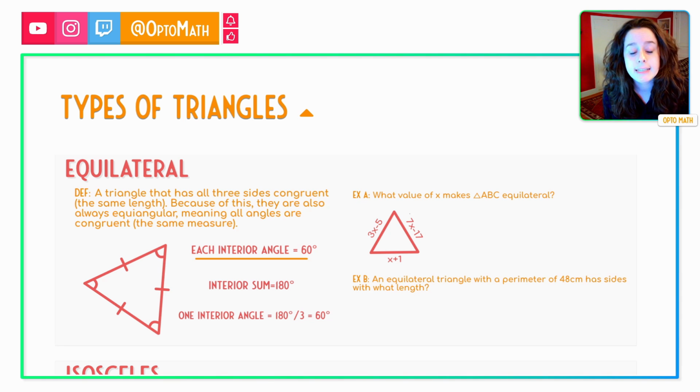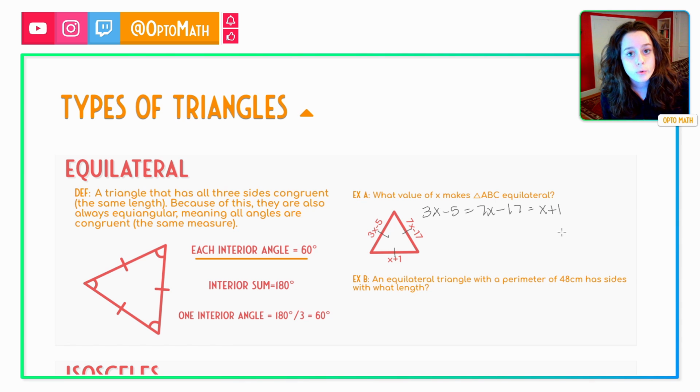Let's take a look at an example dealing with the sides of an equilateral triangle. It says, what value of x makes triangle ABC equilateral? Okay, so we know equilateral triangles have three congruent sides. So we'll draw our tick marks. All three sides are congruent, and that means their lengths are equal. So we'll set the expressions of their lengths equal to each other, in no particular order, right? Because remember, with equality, we can change sides, and that's okay.